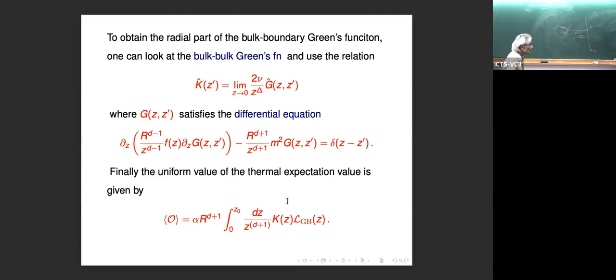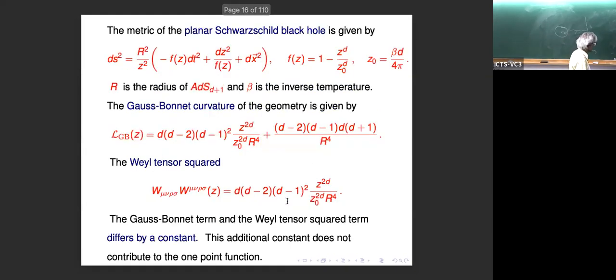Yes, this extra term, which is this constant. Is this a more general phenomenon, or just this particular case? This particular case, but the calculation will also show that any constant will not contribute to the 1-point function. The difference between the Gauss-Bonnet and the Weyl curvature being a constant is a consequence of the metric, right? This is the planar Schwarzschild black hole. If you take something else, then it might not be the case. That's a different background altogether. We are looking at this particular one.